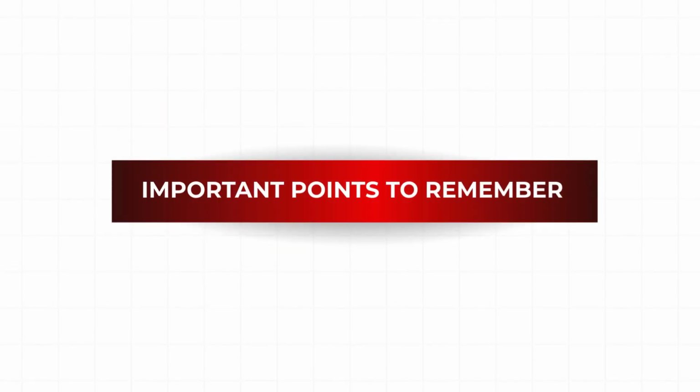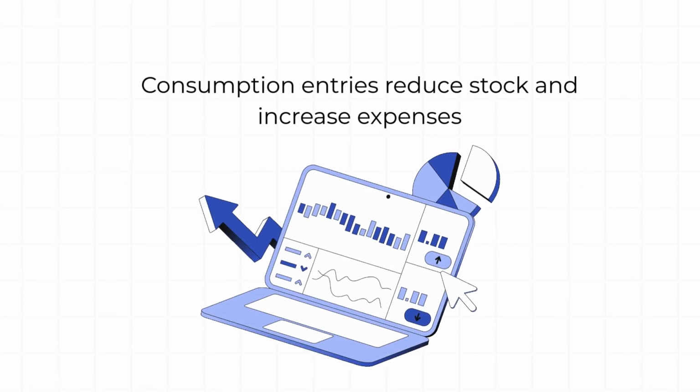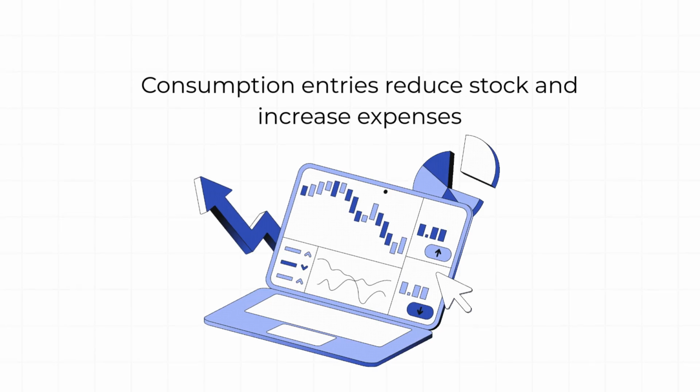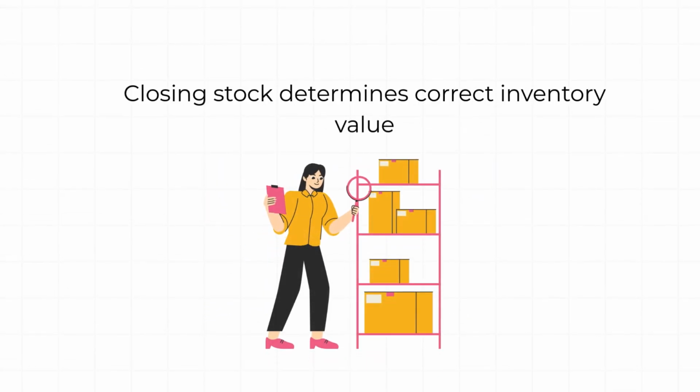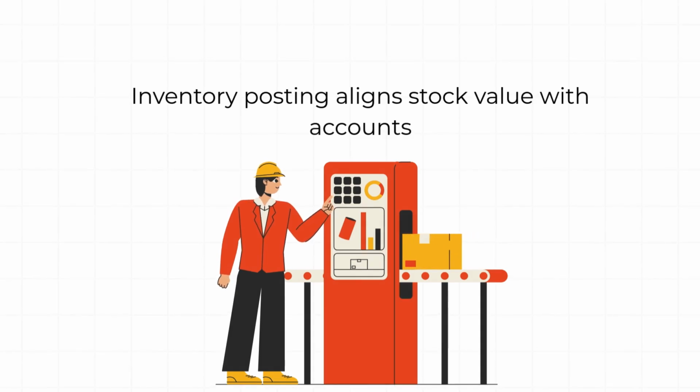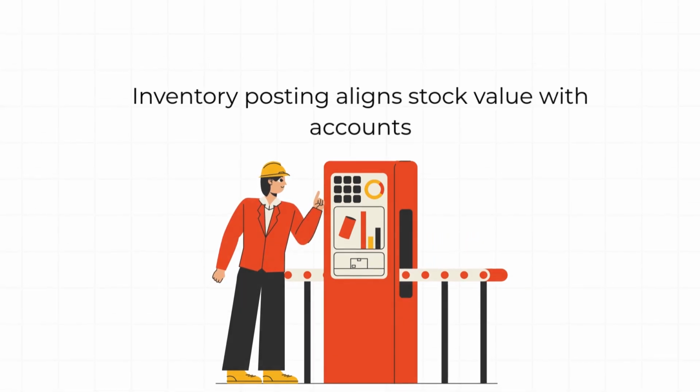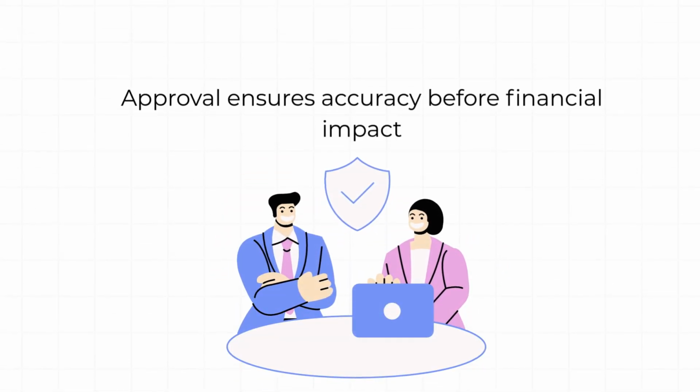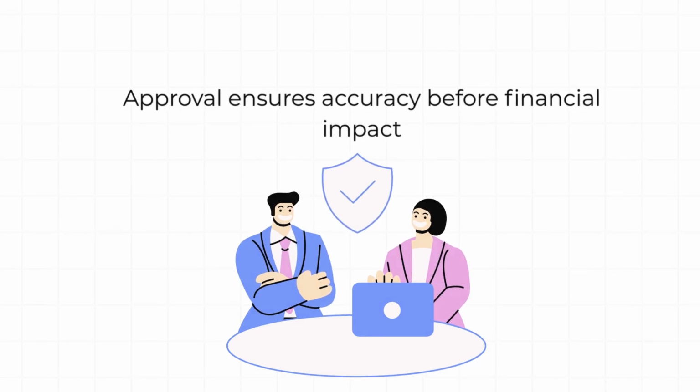Important points to remember. Consumption entries reduce stock and increase expenses. Closing stock determines correct inventory value. Inventory posting aligns stock value with accounts. Approval ensures accuracy before financial impact. These controls are essential for reliable financial reporting.